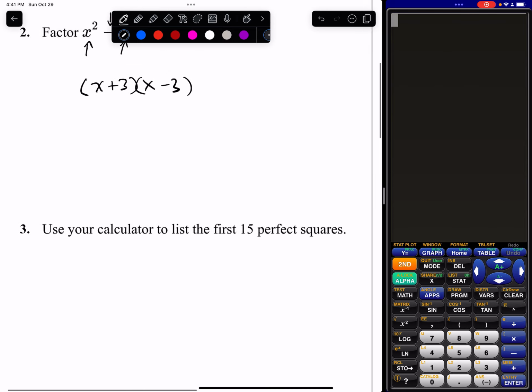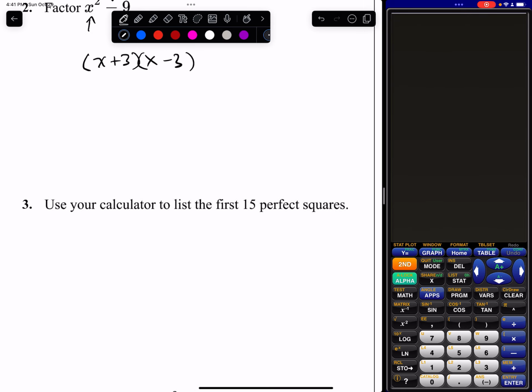So now, use your calculator to find the list of 15 perfect squares, meaning that in your head, if I write 1 squared, I've got 1, 2 squared, I've got 4, 3 squared, I've got 9. Right, the square numbers here, or the perfect square numbers, are 1, 4, 9.